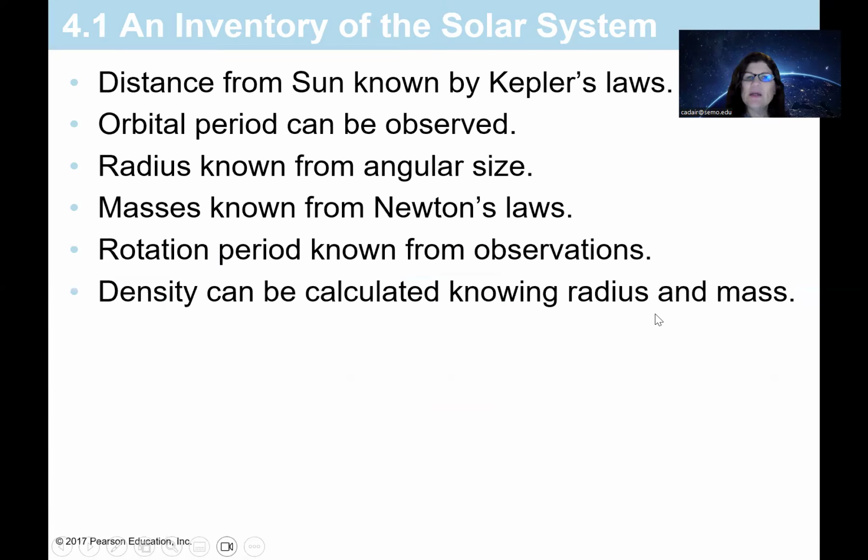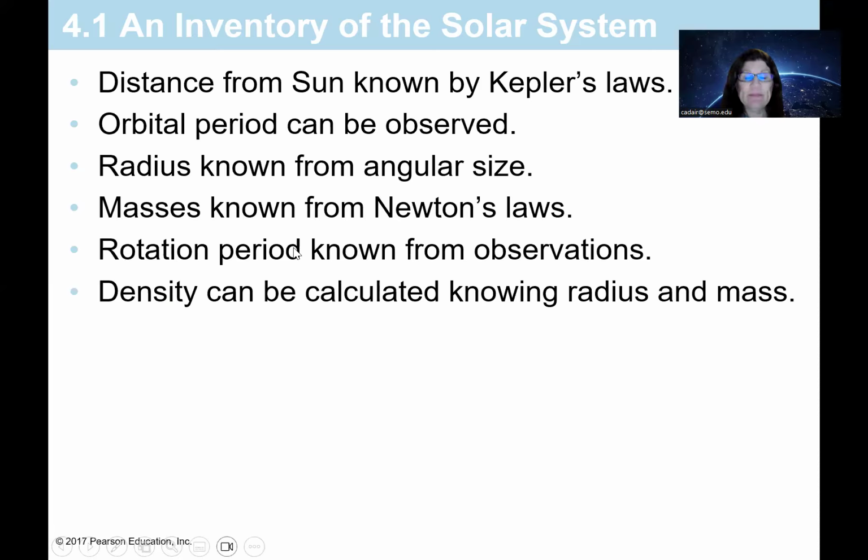All right. So an inventory of the solar system we're still talking about. So distance from the sun is known by Kepler's laws, which is the P squared equals a cubed thing. The orbital period can be observed. So Tycho Brahe did lots of that observational data and wrote it down. Radius is known from the angular size. So if we know the distance and we know the angular size, we can sort of know the radius of the planet. Masses are known from Newton's laws.